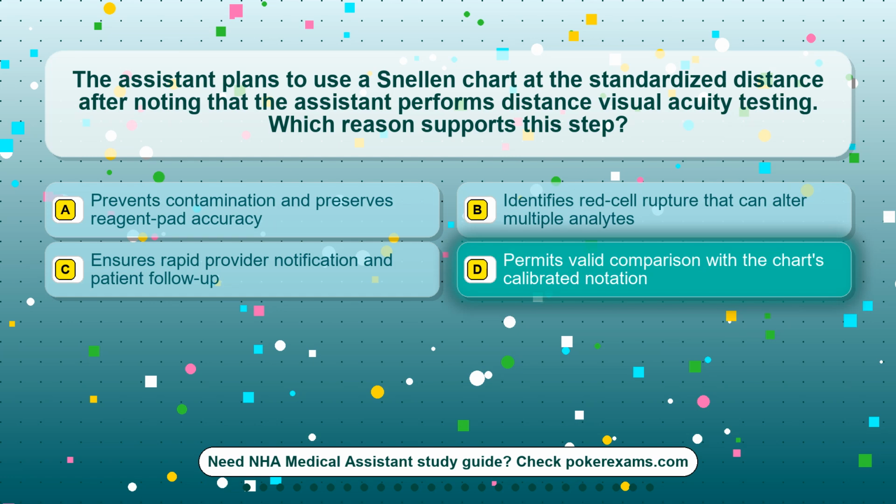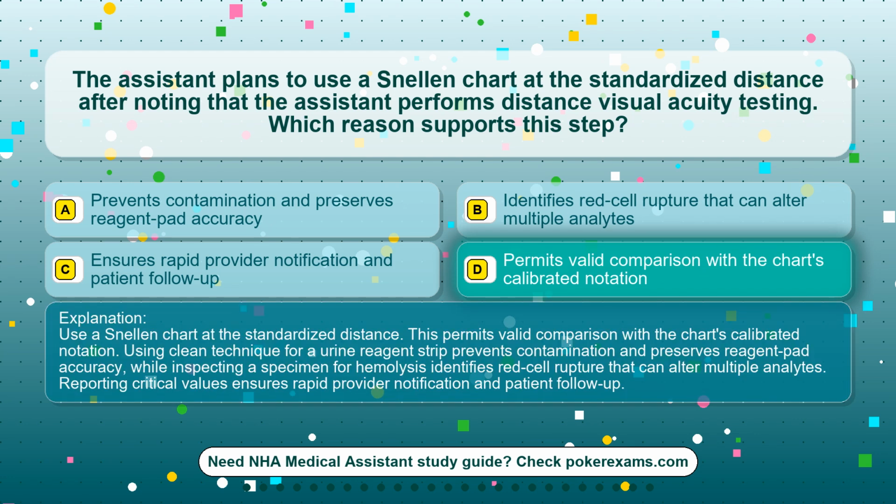The correct answer is option D. Permits valid comparison with the chart's calibrated notation. Use a Snellen chart at the standardized distance. This permits valid comparison with the chart's calibrated notation.